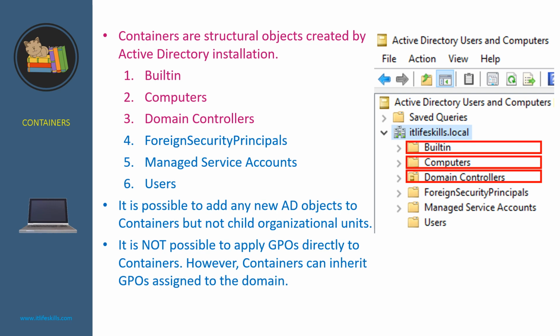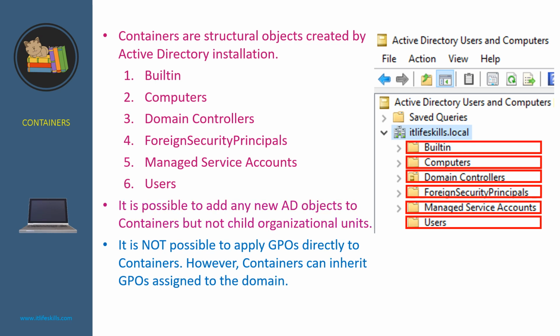The fourth one is foreign security principals. This holds proxy objects for security principals from other trusted domains. The fifth one is managed service accounts. This is a default location for new service accounts used to run services or applications. And the last one is users. It contains the administrator account and server domain groups.